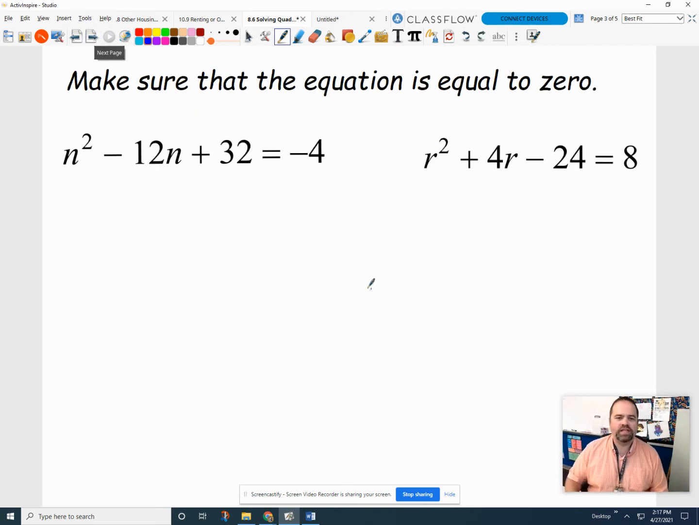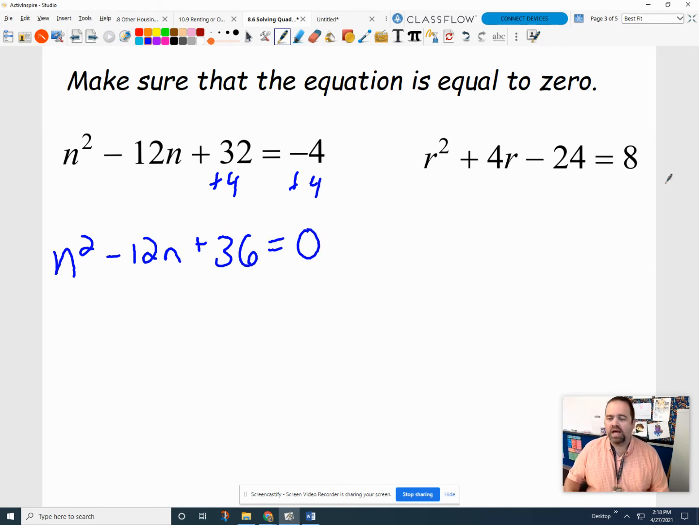So real quickly on these, I'm not going to go through the whole factoring process. We factor. I'm kind of sick of it. So I'm going to add 4 to both sides. You should be able to factor n squared minus 12n plus 36 equals 0. Same thing here, subtract 8 from both sides. So you wind up with r squared plus 4r minus 32. Okay, those both factor, solve, get your solutions.